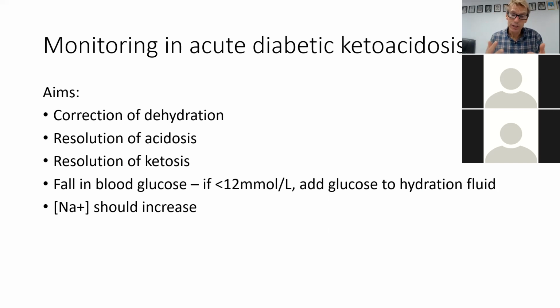So the aim is, when you're rehydrating patients with diabetic ketoacidosis, their blood sugar should fall and their sodium should rise. All right, and that's why you use an isotonic solution like normal saline or like Hartmann's solution.